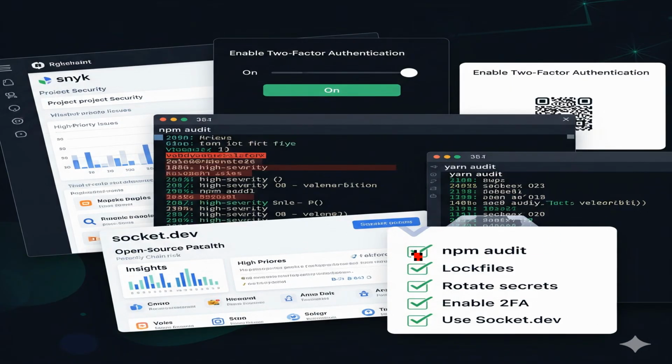Of course, you have to run npm audit. Then you have to pin which versions of the libraries you are going to use, and make sure that information is from the npm registry, rotate your secrets, enable two-factor authentication, and use Socket.dev. So these are the tools and ways of protecting your account.